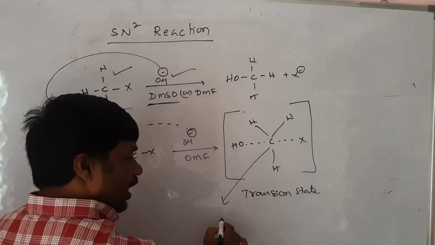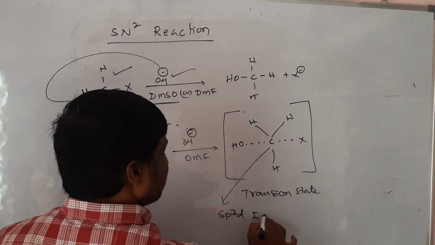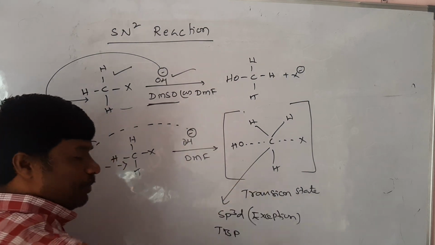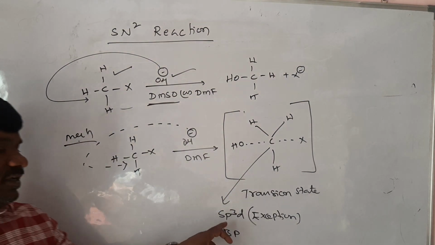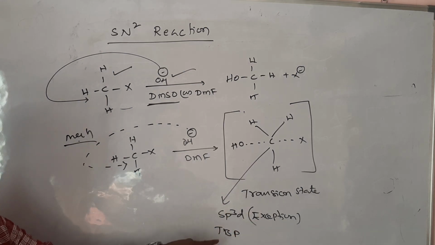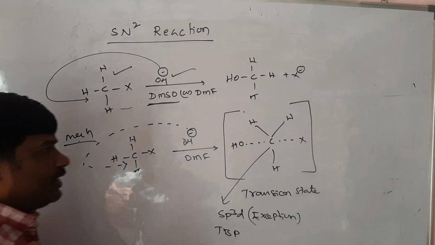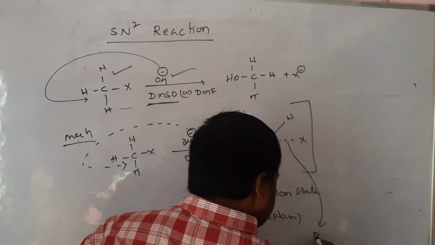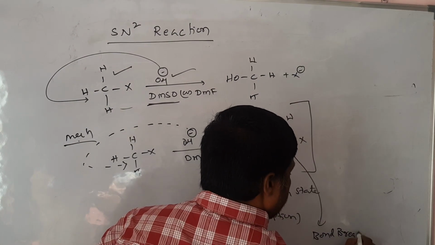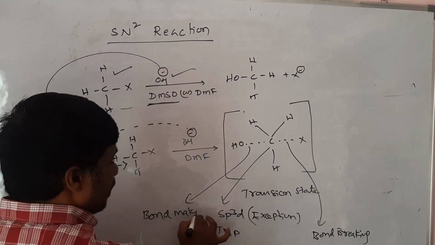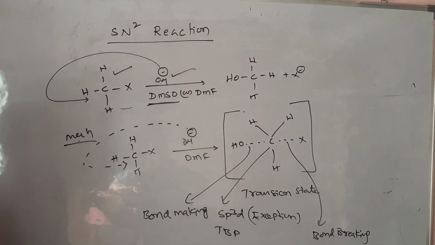Here the hybridization is sp3d. This is an exception case, with trigonal bipyramidal geometry. In the previous case, SN1, it was sp2 with planar geometry, but SN2 is sp3d, an exception case we will discuss later. Here this dotted line shows bond breaking, and this dotted line shows bond making. Bond breaking and bond making happen simultaneously, so we call this a transition state.